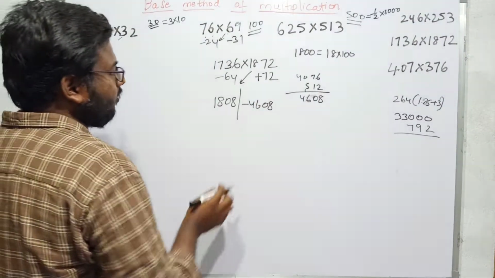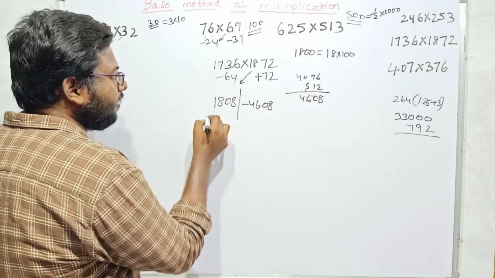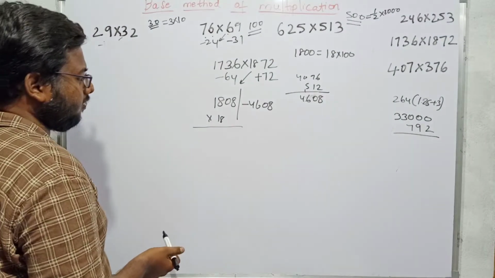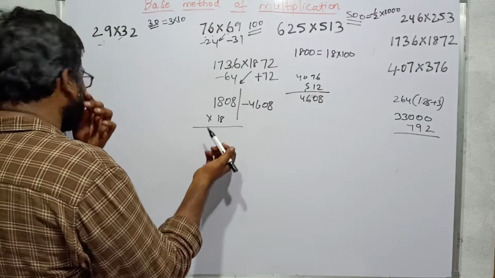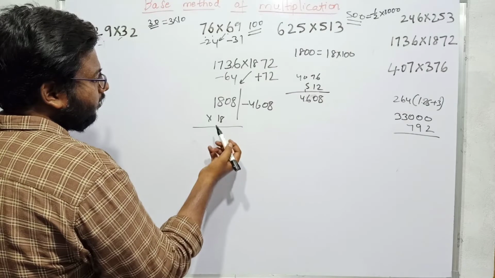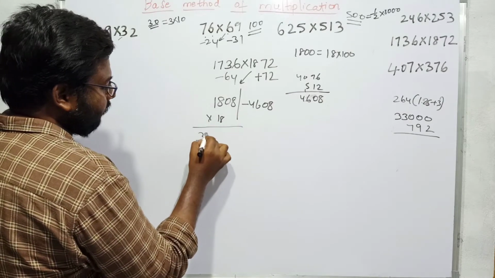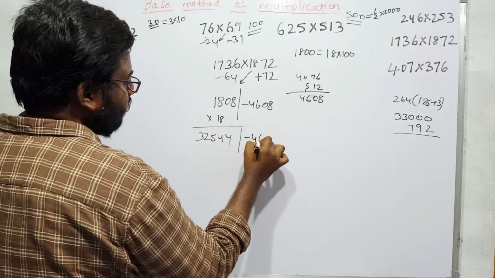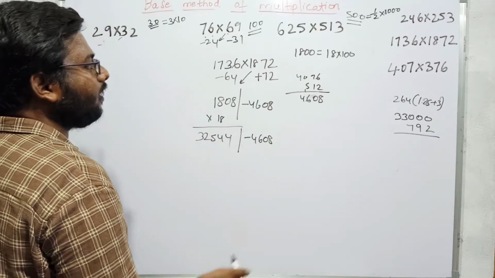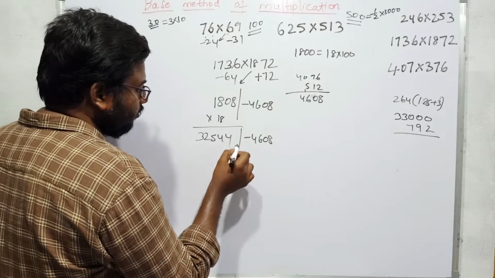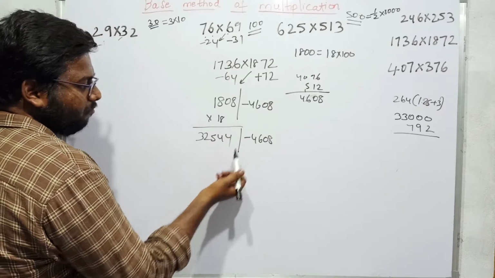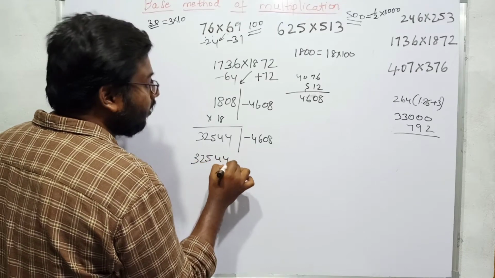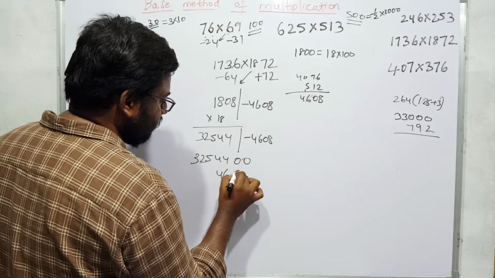In order to settle this, I have to multiply 1808 with 18, because 18 is the multiplication factor. 18 8s are 144, 18 0s are 0, 18 8s are 144. That gives 32544. It will be our result, and you need to subtract 4608 from it. And here it is based on 100 now, so you have to put 2 zeros. I can't subtract this from 44, so I will write 3254400 minus 4608.